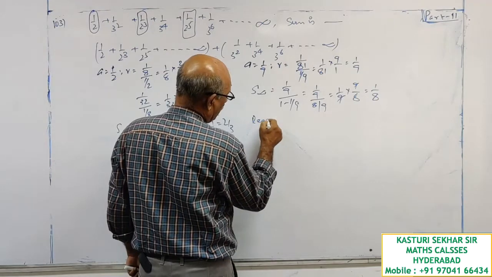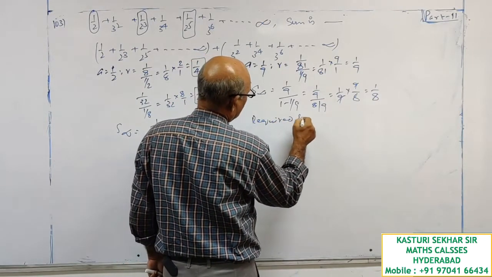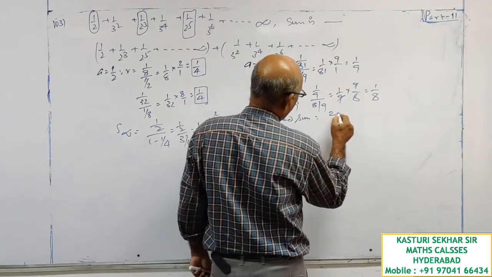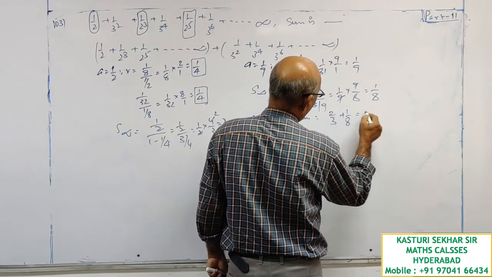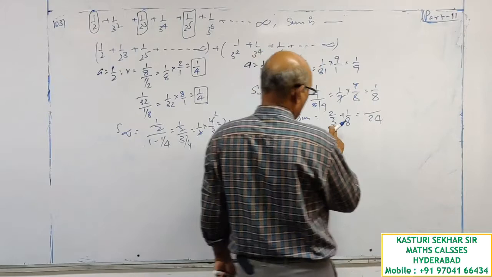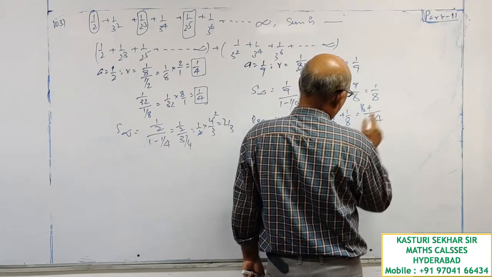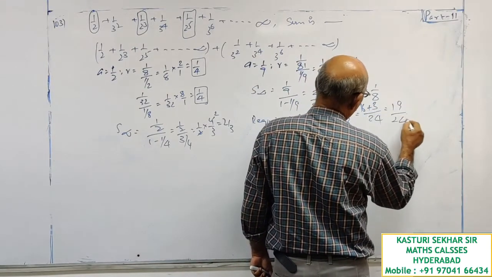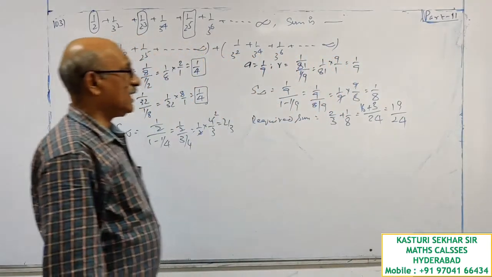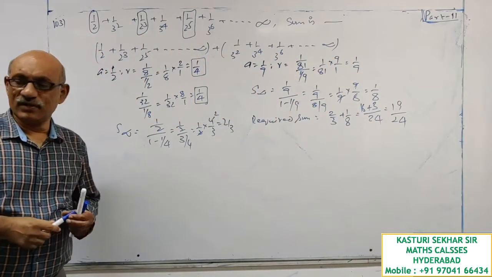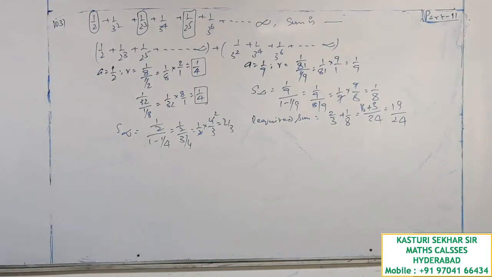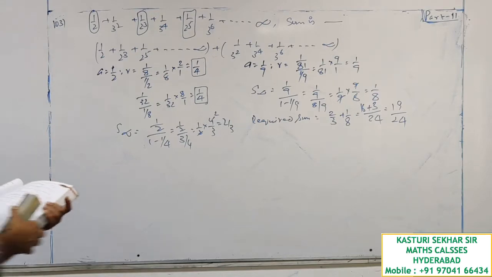Now the required sum is equal to 2 by 3 plus 1 by 8. 24 is the LCM. 3 will go 8 times, 8 2s are 16, 8 will go 3 times. 19 divided by 24 is the required sum. Next.